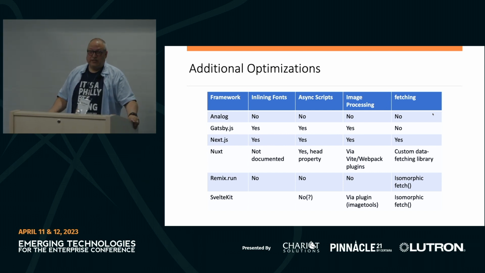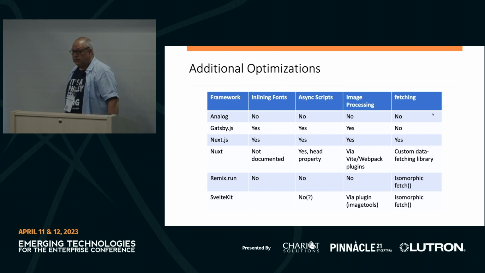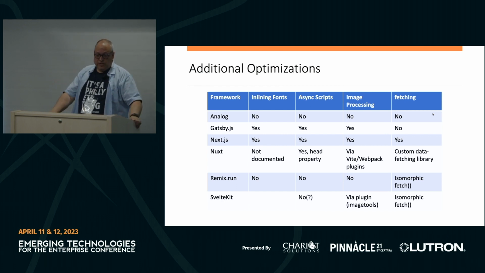So Next.js has a script tag for that. It's a capital Script tag instead of lowercase script. You import it, you use it as a component. And a bunch of the other ones have this feature as well. In Nuxt, it's a head property that you can adjust and add scripts to. Didn't see it in Remix, didn't see it in Svelte, but Gatsby and Next have that.